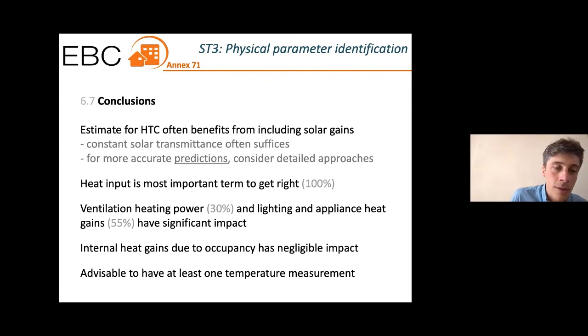Last advice is to include at least one temperature measurement. We see that not having a temperature measurement and having to use the normative values instead of a real value has a significant impact on the heat transfer coefficient.